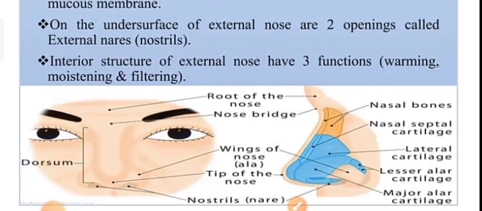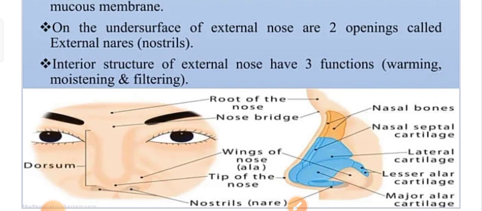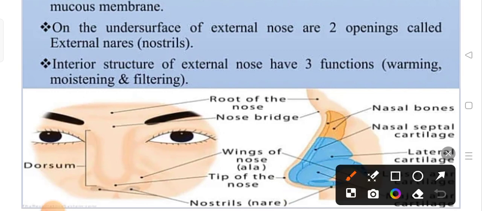The interior structure of the external nose has three functions: warming, moistening, and filtering. So these are the nostrils, two openings on both sides of the nose, also called nares or external nares. The interior structure of the external nose provides warming, provides moistening, and also filters the air. These three functions are carried out by the interior structure of the external nose. You have to keep it in mind.